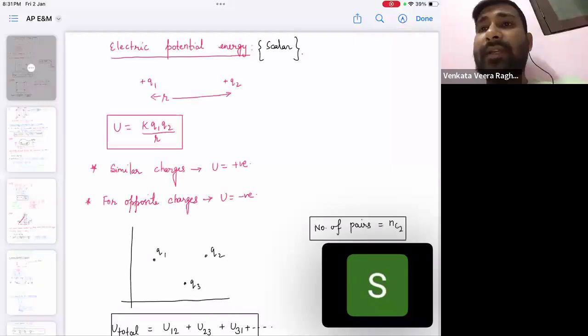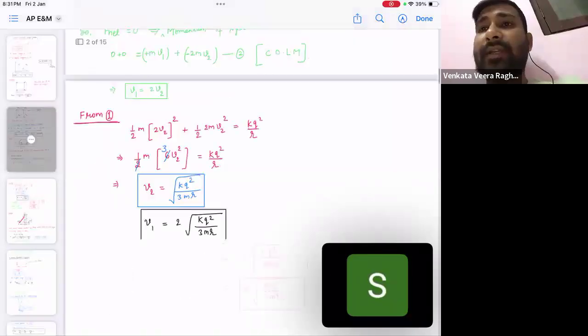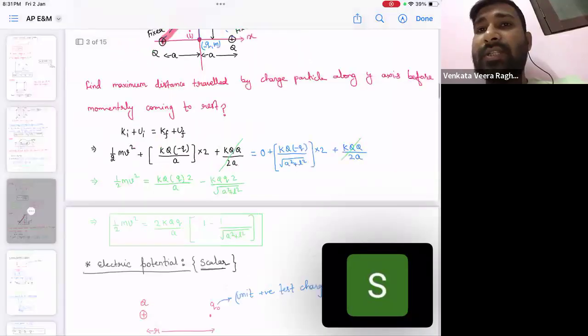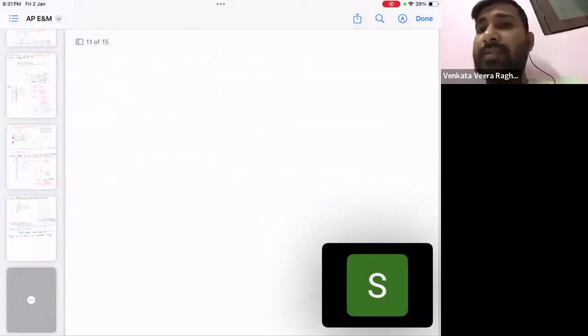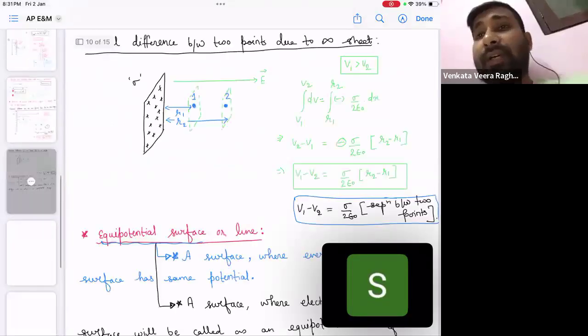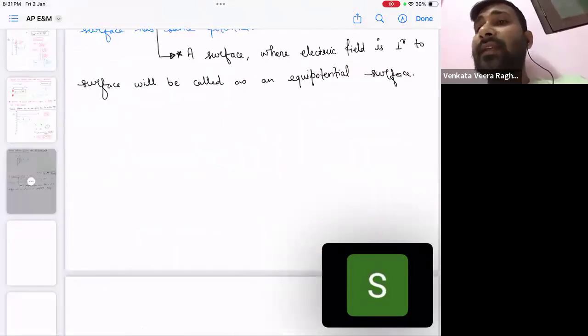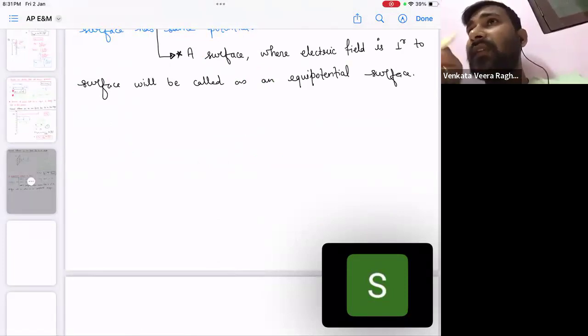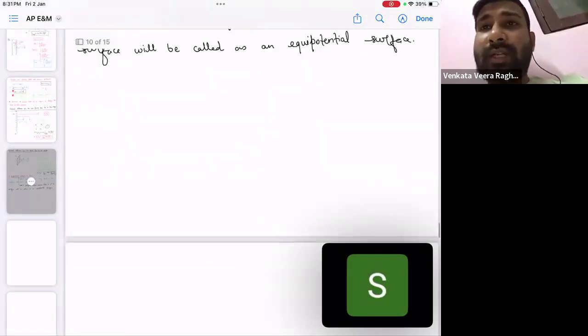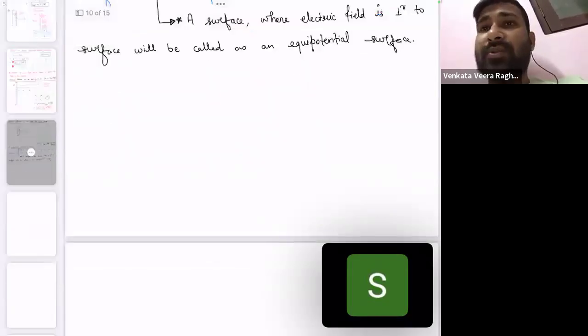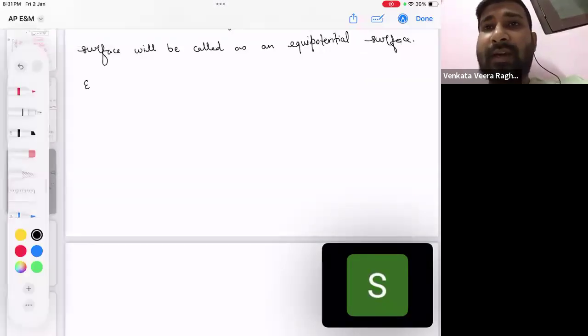Next thing we are going to discuss is the potential calculation due to two types of charge distribution: a spherical charge distribution where the charge is, in one case, uniformly distributed on the surface, and in the second case, throughout the body. After that we will discuss some examples, but before that let's finish these two.